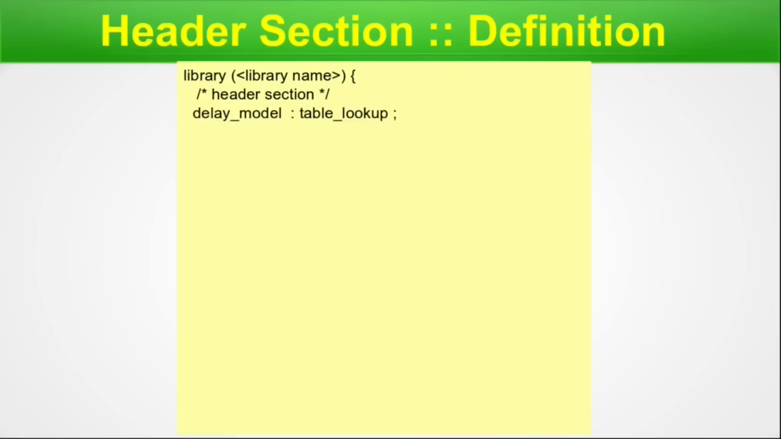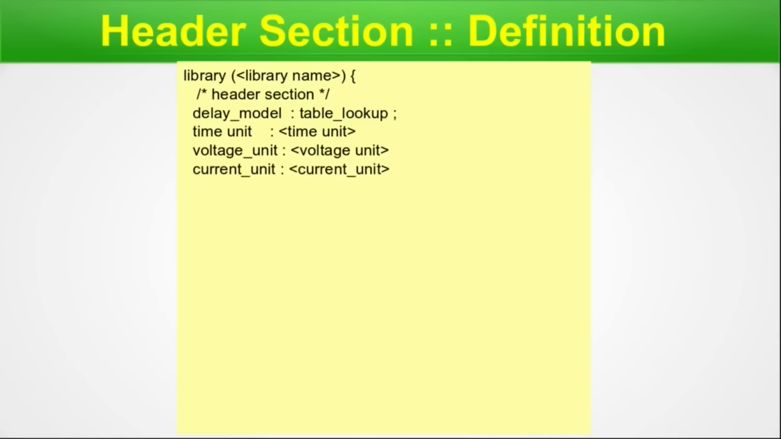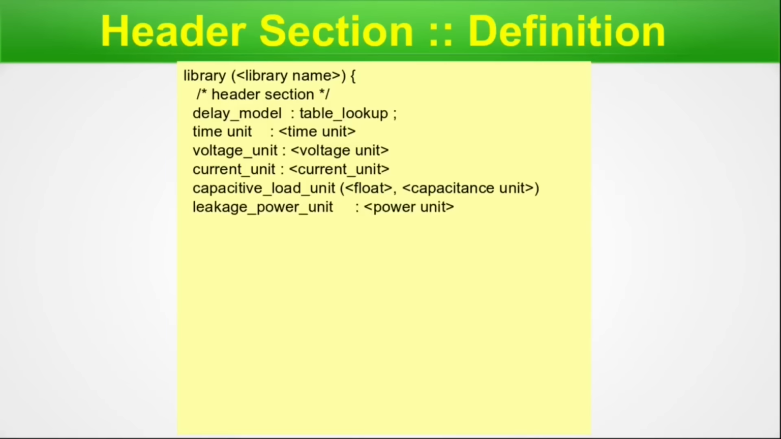There will be a delay model. The delay model is table lookup, that is LUT. Time unit: it will be given in second or nanosecond or something like that. Voltage unit: it will contain the voltage unit. There will be a current unit. There will be a capacitive load unit. Sometimes we call it the load, which also means the capacitance. That will have its unit here. It has two parts: one is the float and another one is the unit. Leakage power unit, pulling resistive unit will also contain the resistance unit.